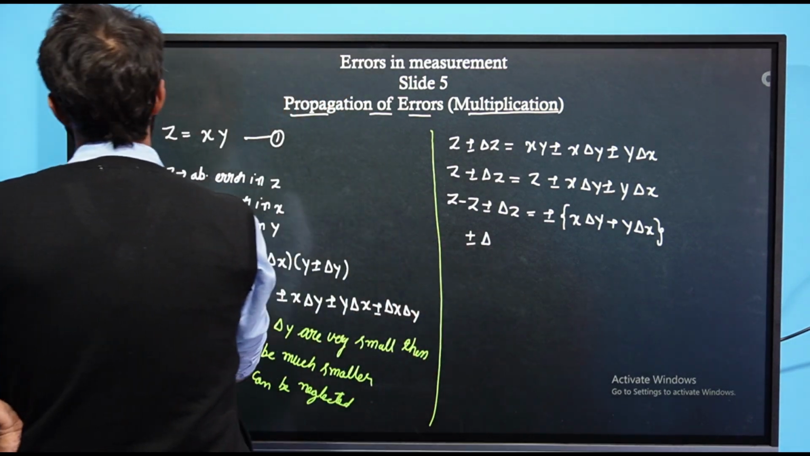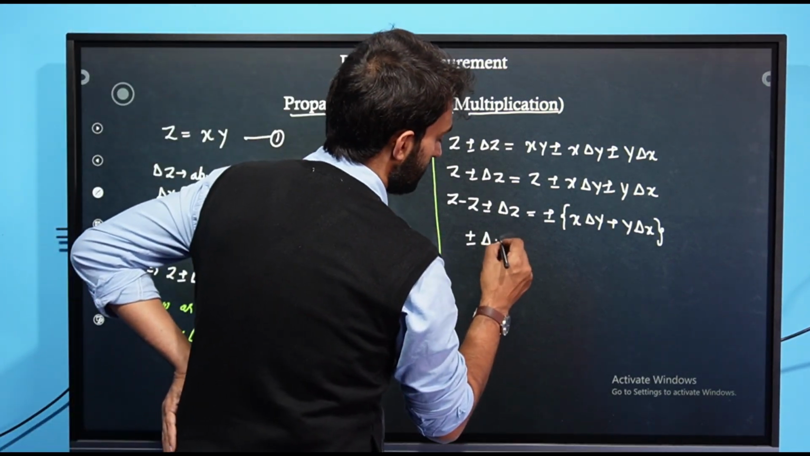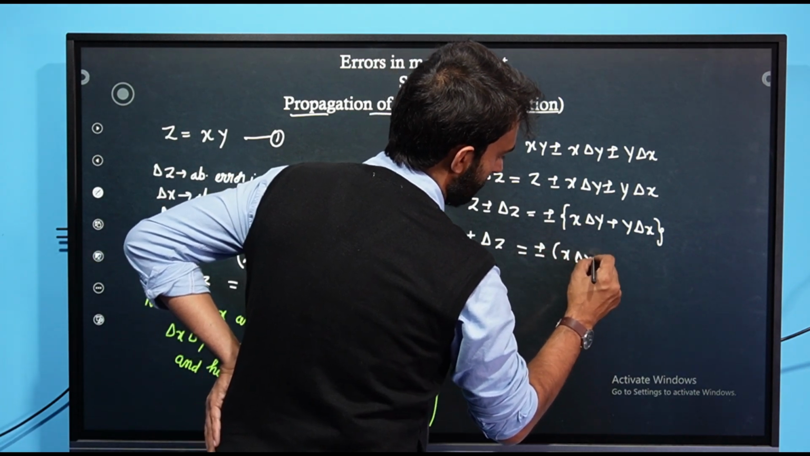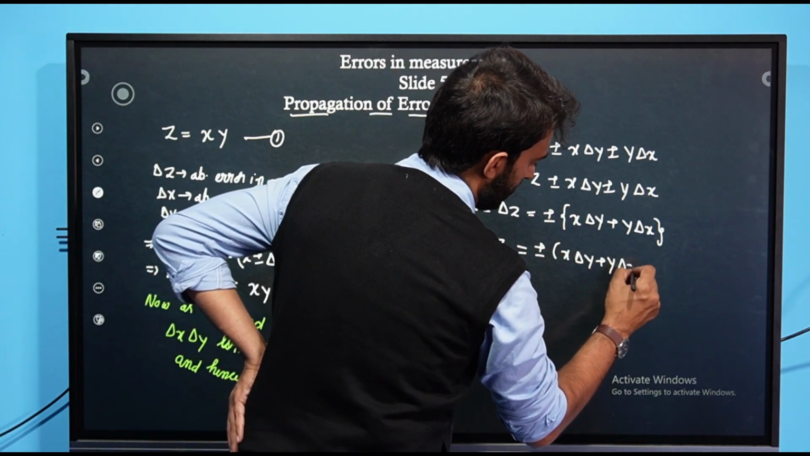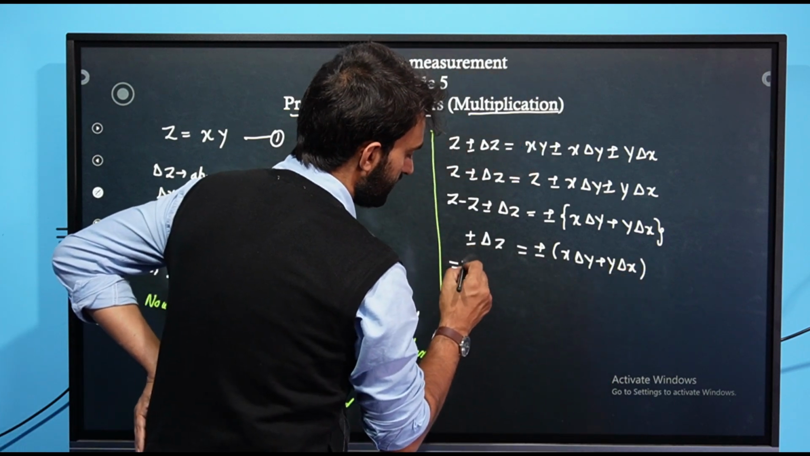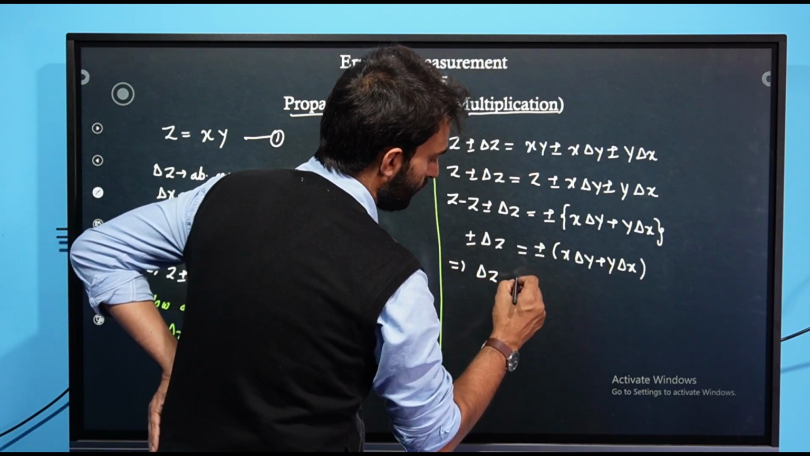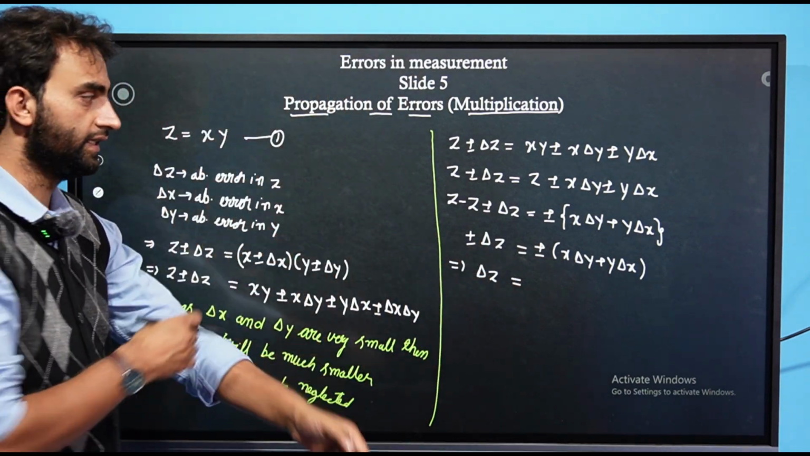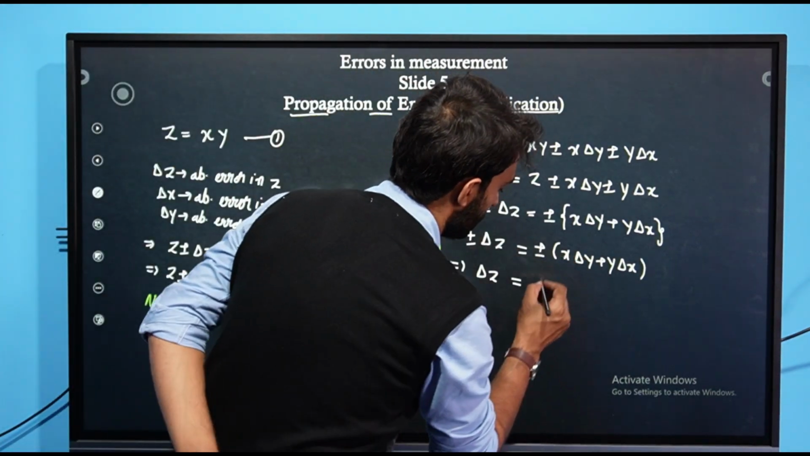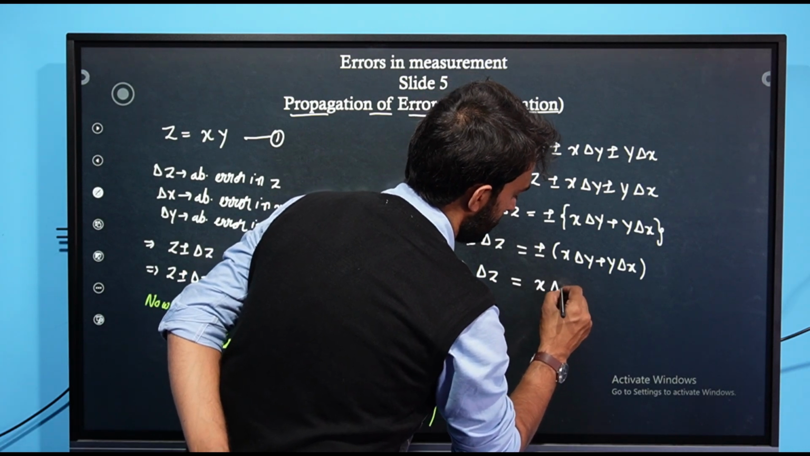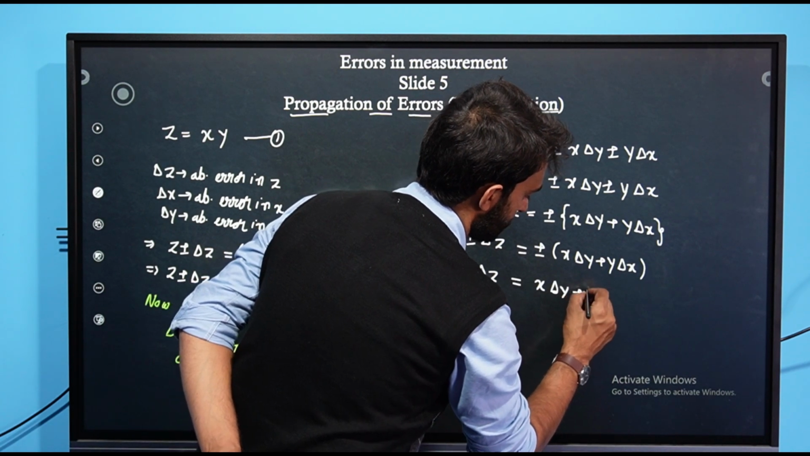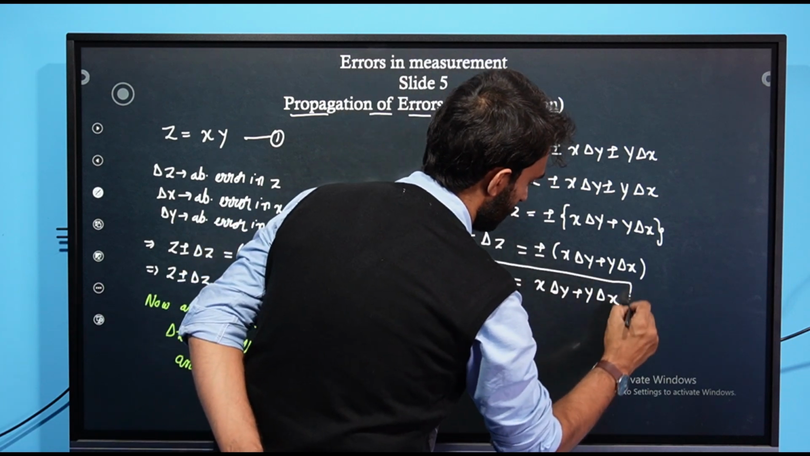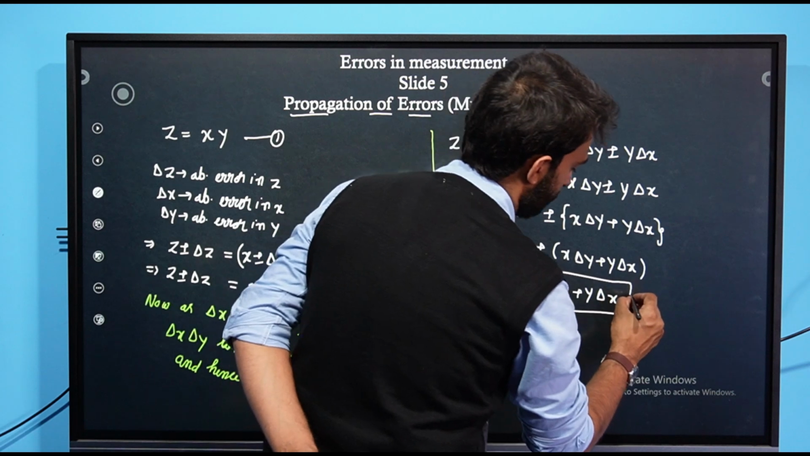So that means plus minus delta z will be equal to plus minus x delta y plus y delta x. So the total absolute error in z that propagated from this question to the answer will be given by x delta y plus y delta x. Okay, so this is the absolute error in z.